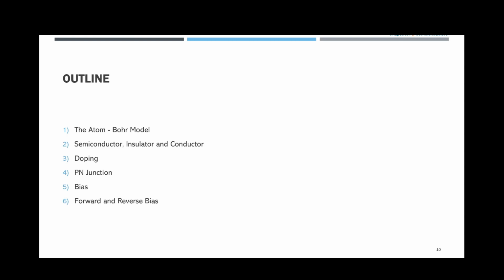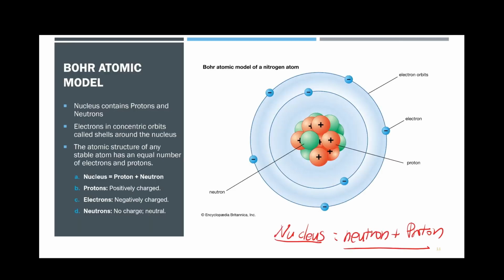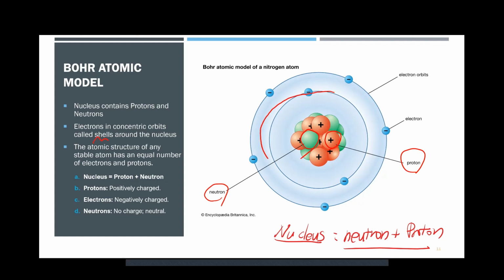Hopefully you don't need to memorize it in detail, but you have to understand the concept. It's very important. There are a lot of atomic models, but the Bohr atomic model is a very famous one and easier to understand for my class. Usually in the center of the atom is the nucleus, which contains the protons and neutrons. The protons have a positive charge, and the neutron has no charge, it's neutral. Electrons are in concentric orbits, or shells, around the nucleus.